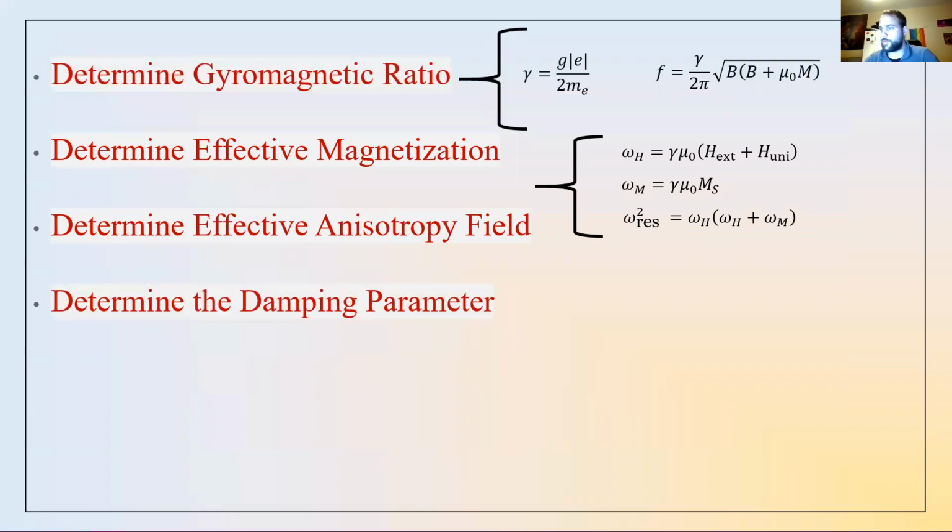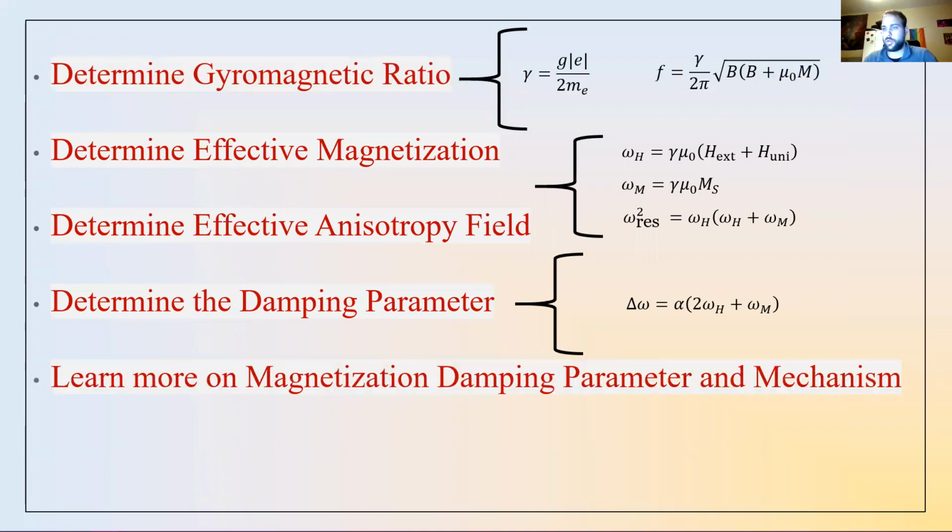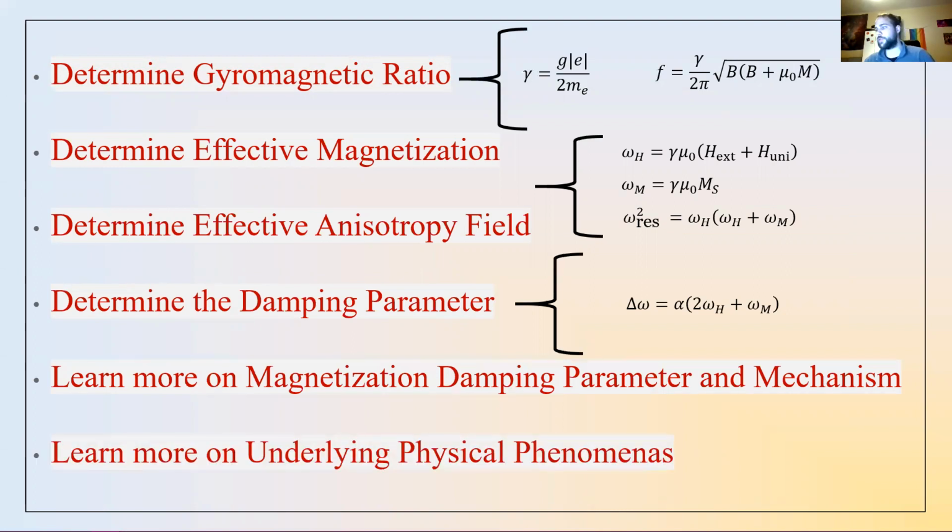We can also determine the damping term, which characterizes the material, and it is important to find the damping parameter for several research fields. We can learn more about the magnetization damping parameter and its mechanisms, and lastly, learn more about underlying physical phenomena. It means that there are more phenomena that have a role in the ferromagnetic resonance conditions, so it is important to learn more about the underlying physical phenomena and the microspin models that have a role in this ferromagnetic resonance condition.